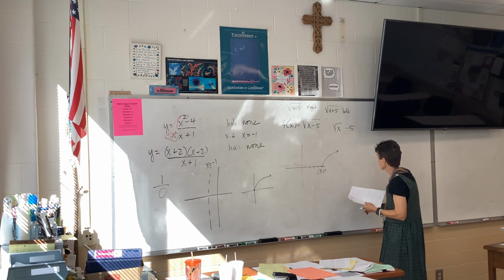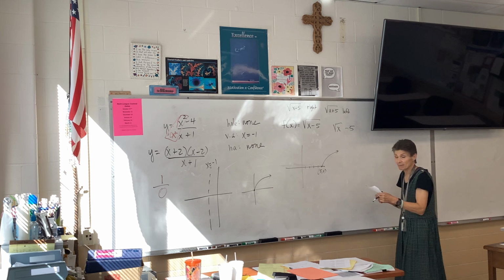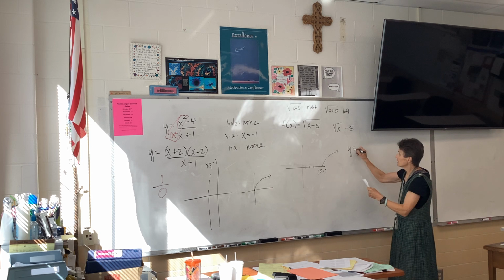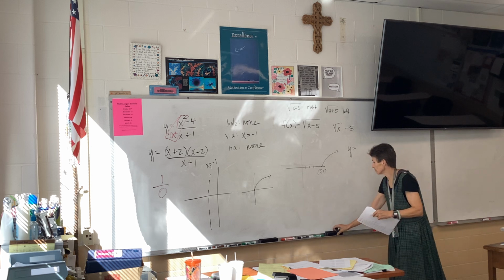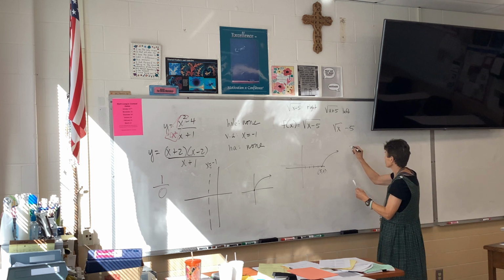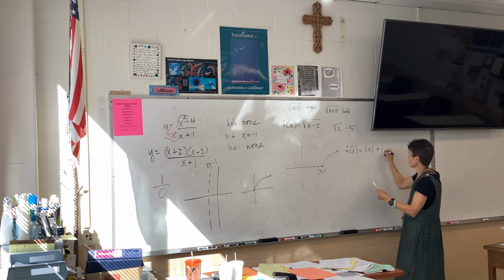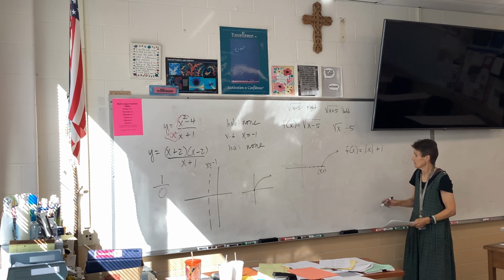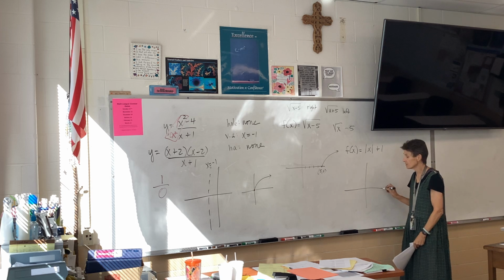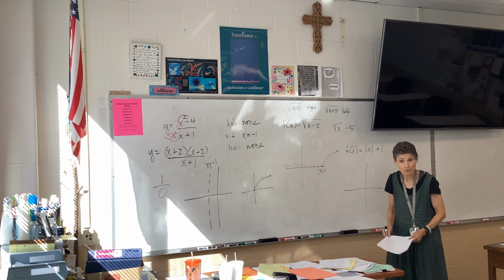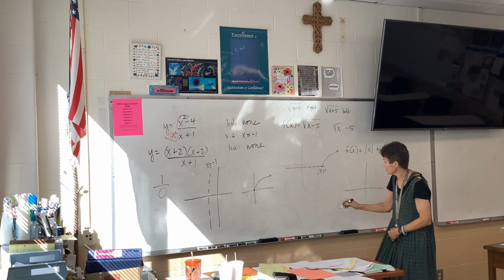All right. So what's the next one? Letter B. Now we're going to sketch absolute value plus 1. Now get out your BFF card for the absolute value. And what shape is it?